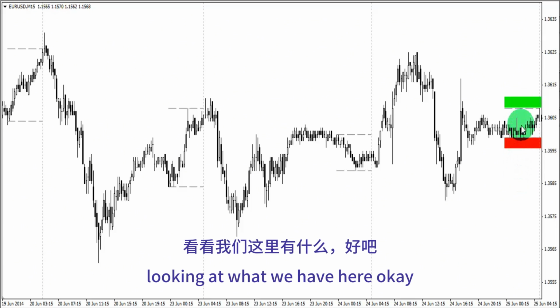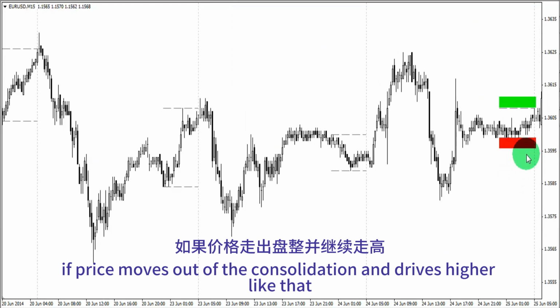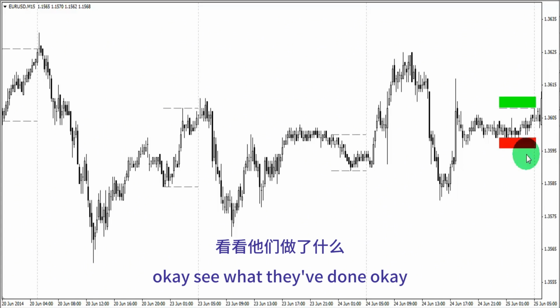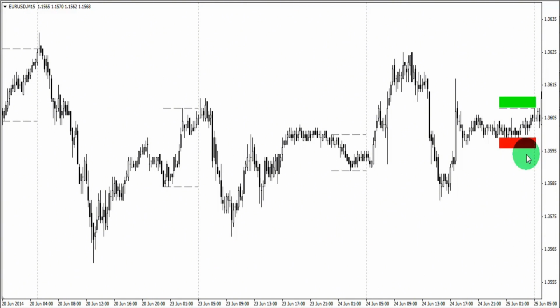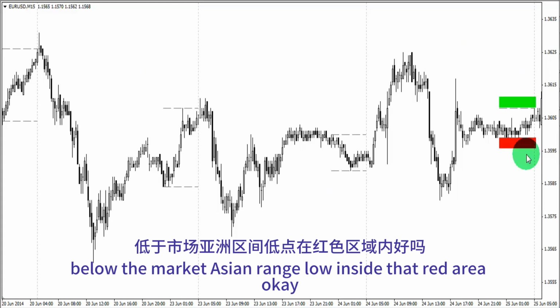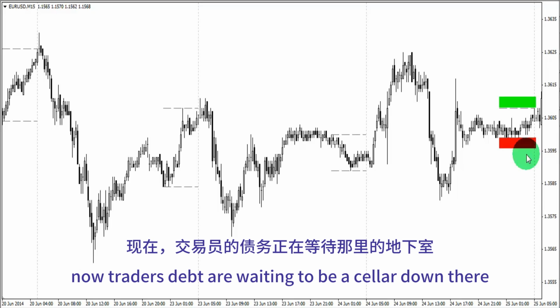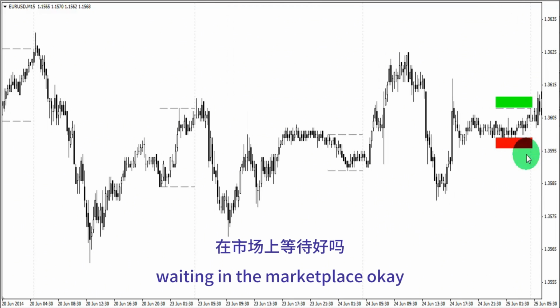Looking at what we have here, if price moves out of the consolidation and drives higher like that, see what they've done? See what they did there? They blew up the market, making all the buy stops go active. Where would the sell stops be? Below the market, Asian range low, inside that red area. Traders that are waiting to be sellers down there have their pending orders sitting in the marketplace.